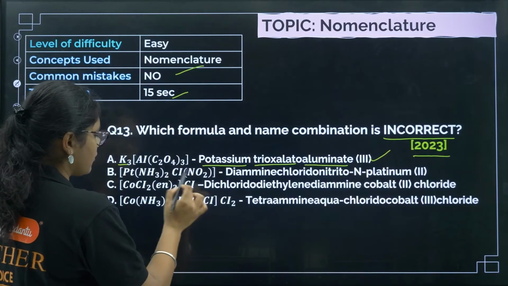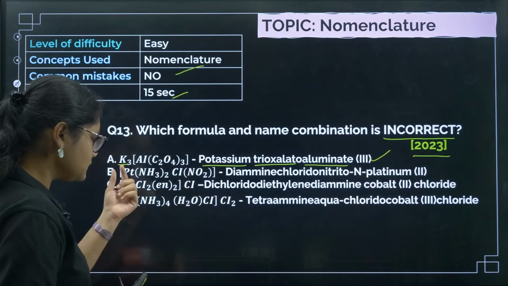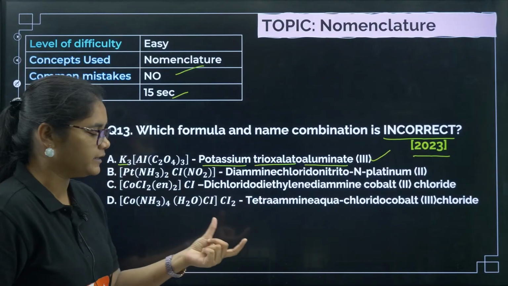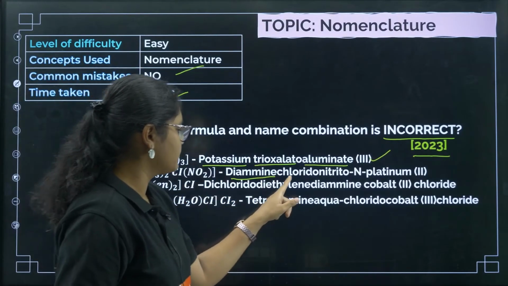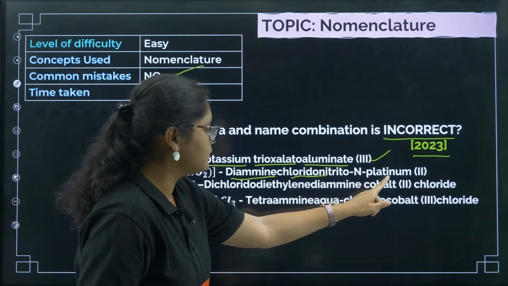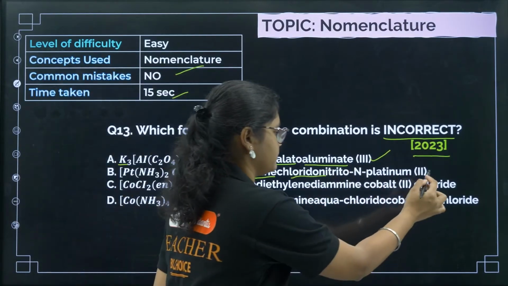Here only the complex is there. We should name the ligands alphabetically. So I have first diamine, that is correct. Next chlorido, okay. Then nitrito and platinum 2. This is also correct. Okay.